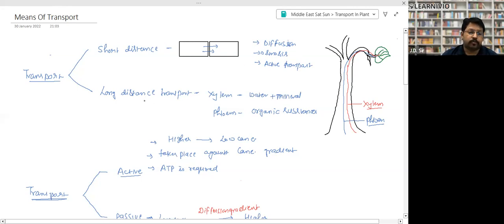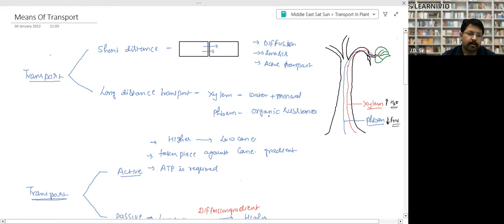Now, what is long distance transport? When the distance is more, there are other means. For long distance transport, there are two tissues: xylem and phloem. Xylem is meant for transport of water from the root to the shoot, and phloem transports food from the leaves to the root. So xylem is meant for water and minerals, and phloem for organic substances.